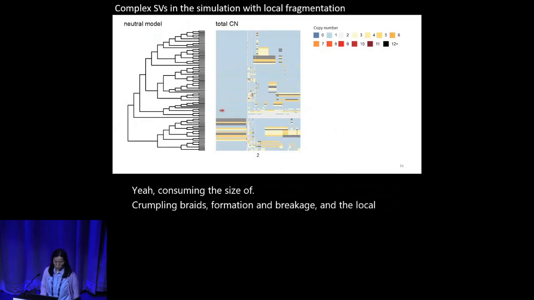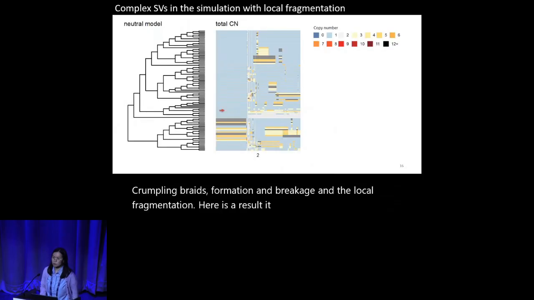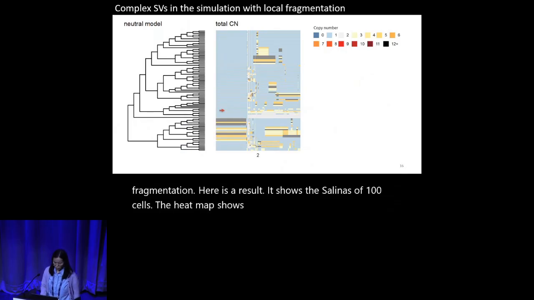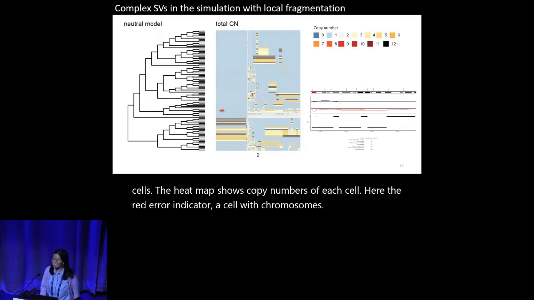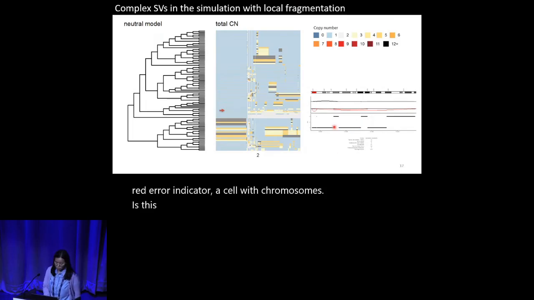Here is a result. It shows the cell lineage of 100 cells. The heat map shows the copy numbers of each cell. Here, the red arrow indicates a cell with chromothripsis, with this typical oscillating copy number pattern.